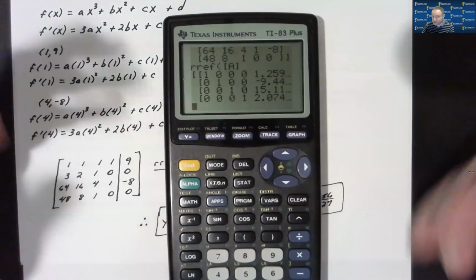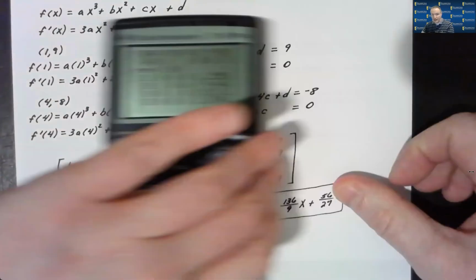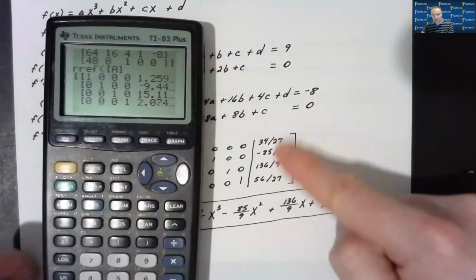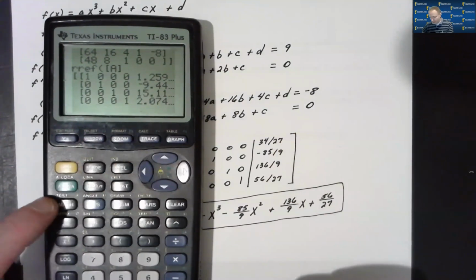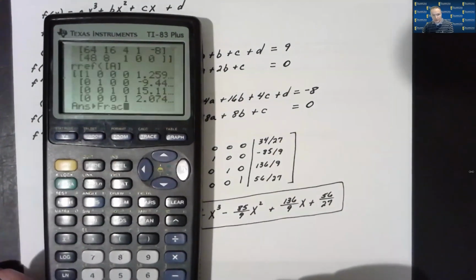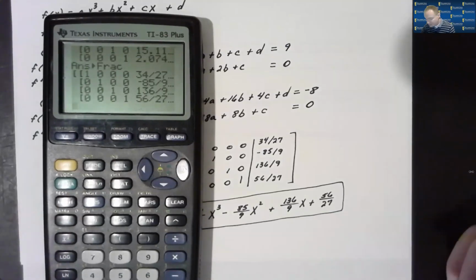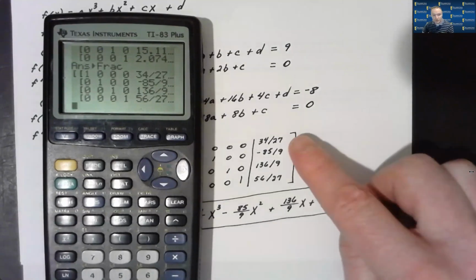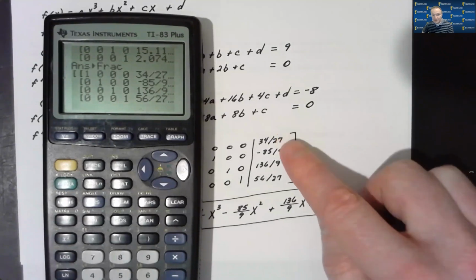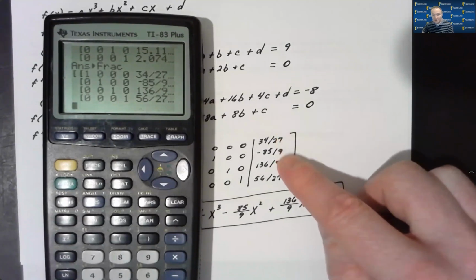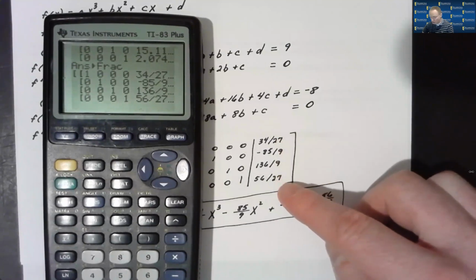Now, this is the ugly answer. So I would prefer to see the fractions that I have listed here. So all you have to do, as you probably know, to convert decimals to fraction is hit math, enter, enter. Math, enter, change to fraction. Yes, please change that answer to a fraction. And you get it. So what it's telling me here is that A is 34 over 27. B is negative 85 over 9. C is 136 over 9. D is 56 over 27.